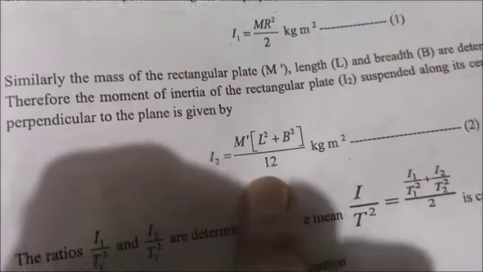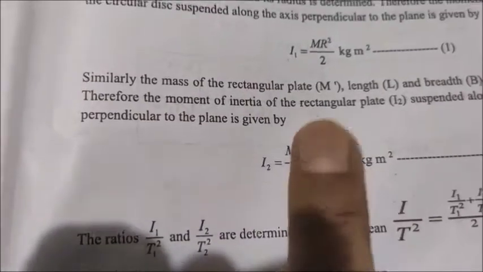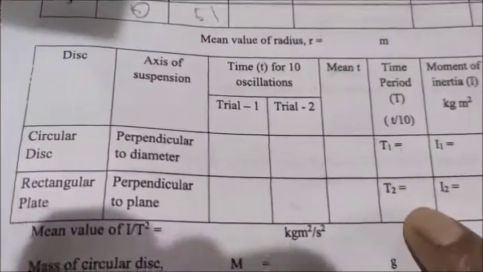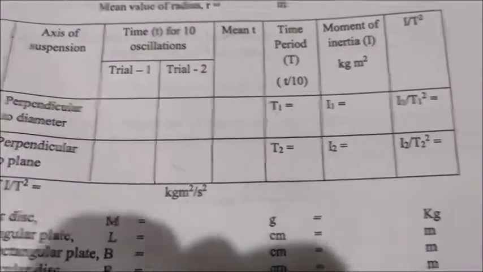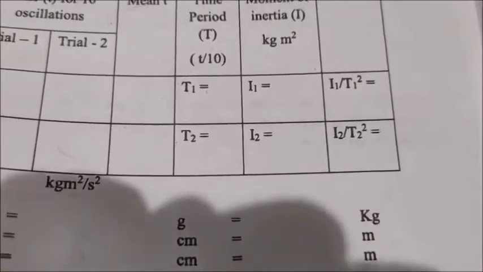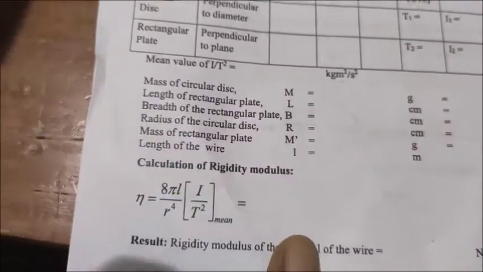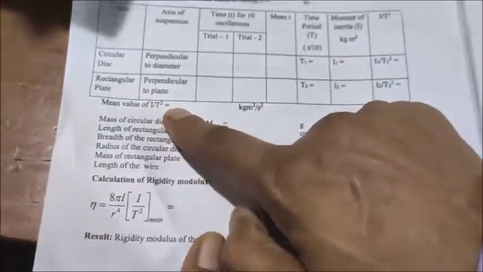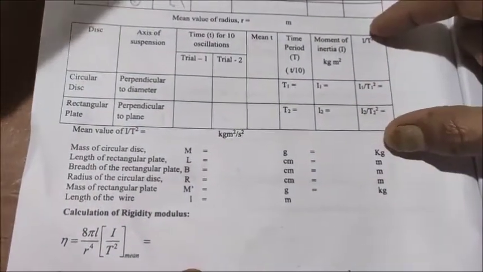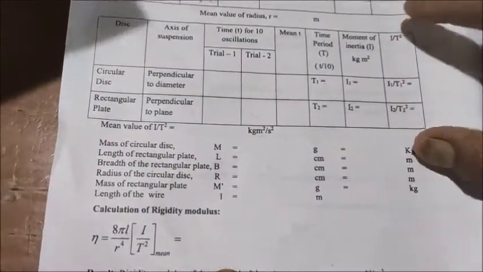Similarly, calculate the I2 value using the equation m dash into L squared plus B squared by 12. You have to evaluate that in the worksheet, and T2 you obtain from the experiment. I2 by T2 squared you calculate in a separate worksheet and tabulate the result into the tabular column. Take the mean value of these two, that is the mean value of I by T squared obtained from the experiment. So this is the second part of the experiment.